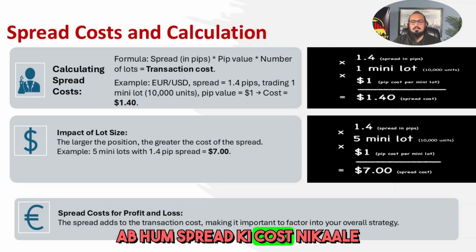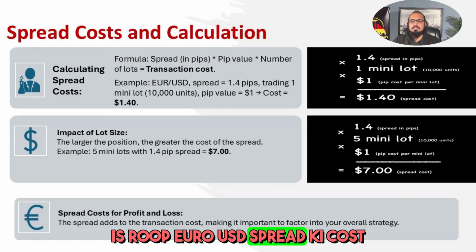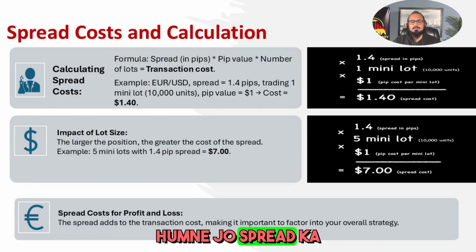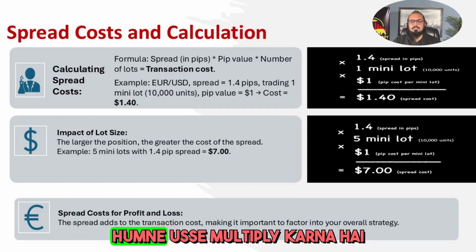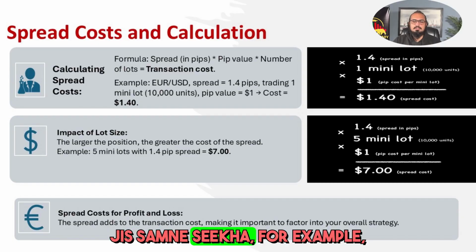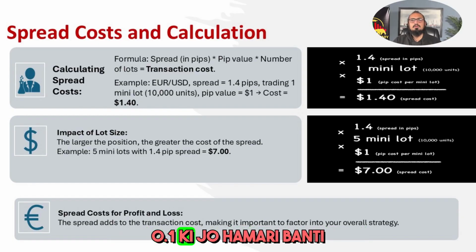Now we will calculate the cost of the spread, with an example in front of you. What is the formula to calculate the cost of the Euro USD spread at this time? We need to multiply the spread's pip size by the lot size, as we have learned. For example, we are using a mini lot of 0.1, which amounts to 10,000 units.